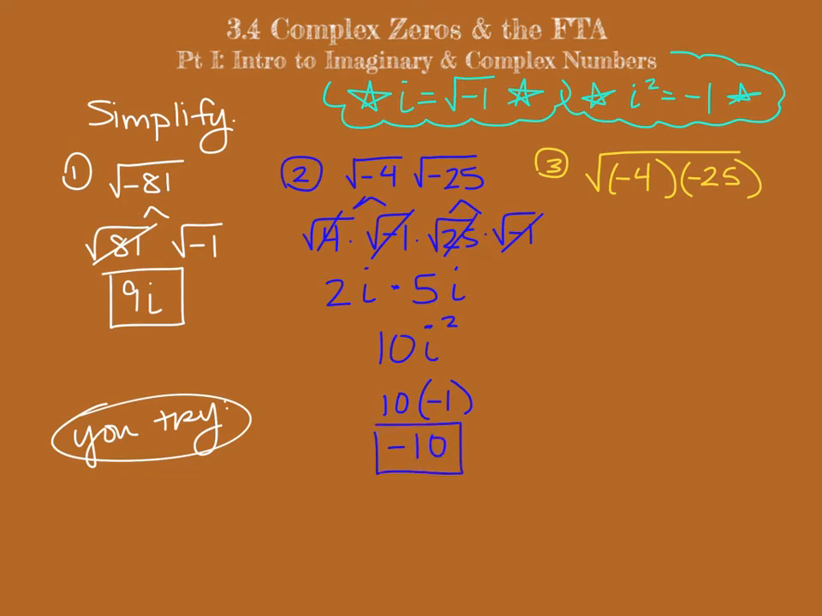For number 3, it looks very close to number 2, but it is essentially different because of the order of operations. We want to first simplify what's under the square root, the radicand. So what we're first going to do is multiply -4 times -25. When we multiply those two negatives together, we'll get positive 100. Therefore, we do not need any imaginary numbers for this answer, as the square root of a positive does not have any imaginary parts. Therefore, our answer is just 10.